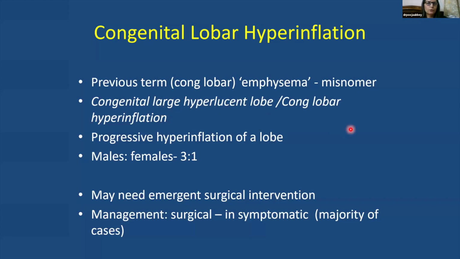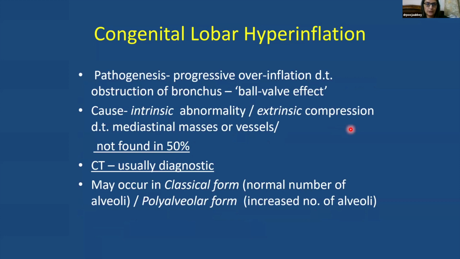So just a few slides to recapitulate what we know about congenital lobar hyperinflation. It is basically progressive hyperinflation of a lobe, and it is more common in male babies. Ours was a girl, so that doesn't really help us. And it can be symptomatic. It can cause a lot of mass effect. The children can have respiratory distress, and they can need emergency surgery. So it's important to diagnose this condition.